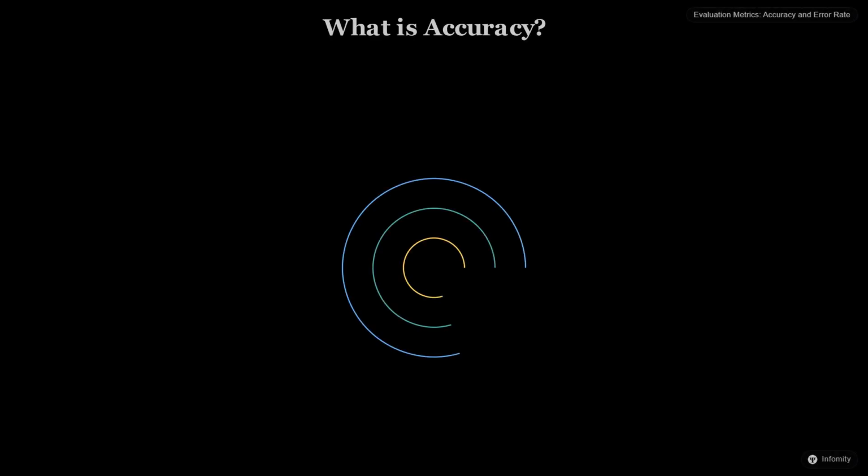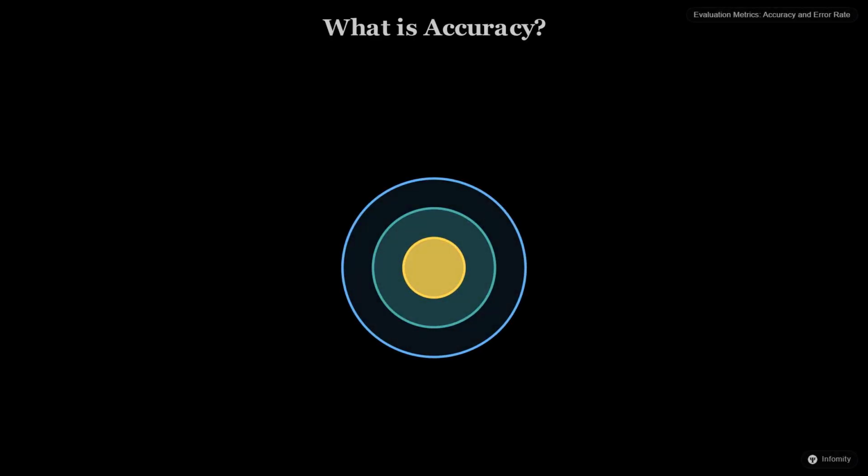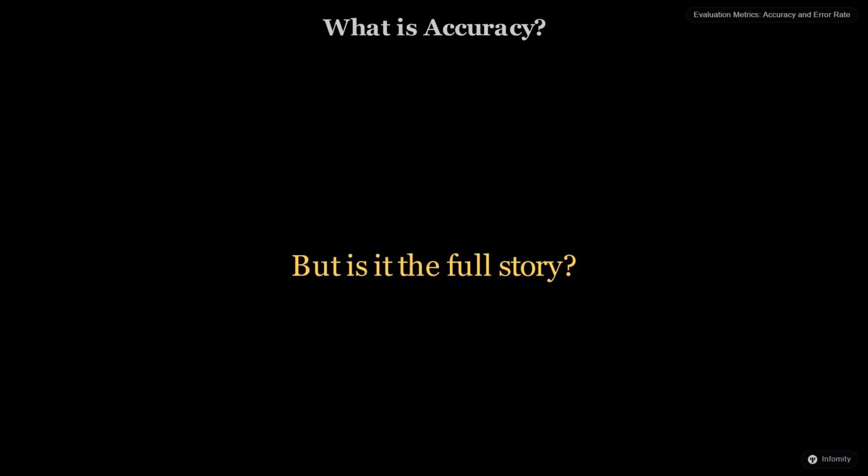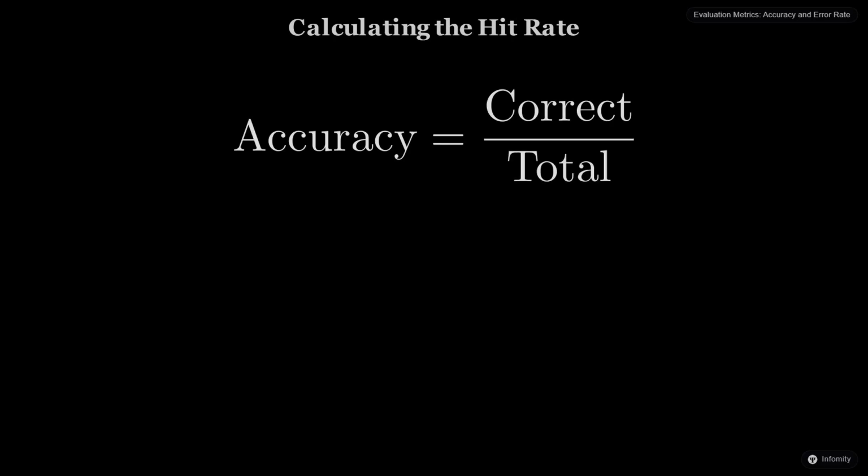The most intuitive metric is accuracy. In our archery analogy, accuracy is simply the percentage of arrows that hit the target correctly. If you fire 10 arrows and 7 of them land exactly where they were supposed to, your accuracy is 70%. It is a high-level view of success that answers one simple question: out of all the attempts made, how many were right? It is the first number most people look at, but as we will see, it is not always the full story.